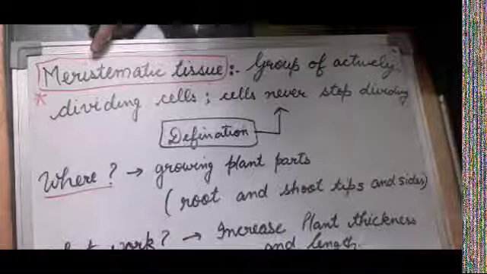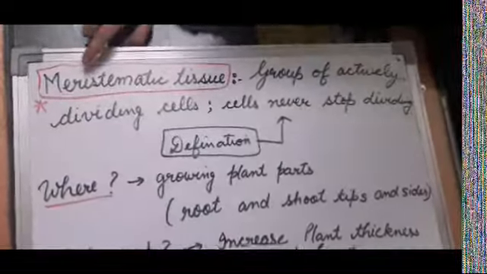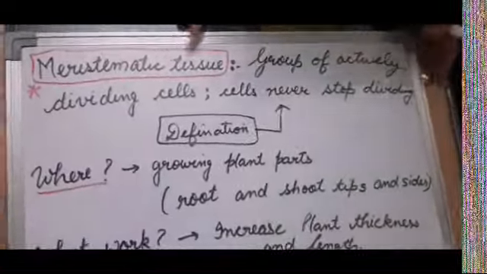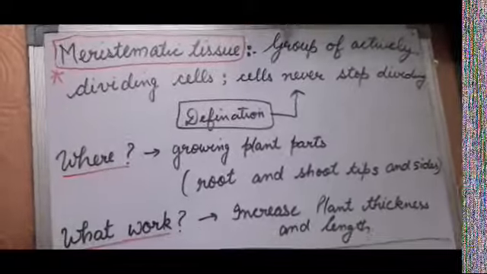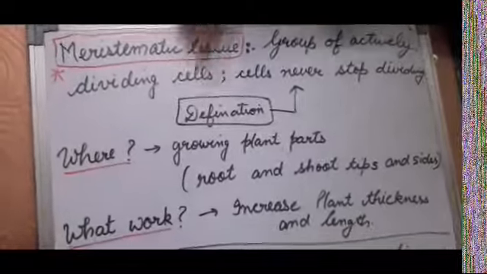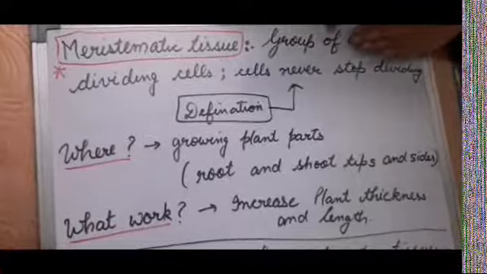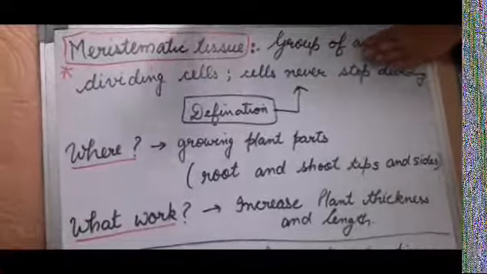Now let's start with the first type of the plant tissue, that is meristematic tissue. Okay, what actually is tissue? If we simply look at this definition, tissue is a group of cells. You know this thing. Just have a look at this group of cells. Now, what type of cells?